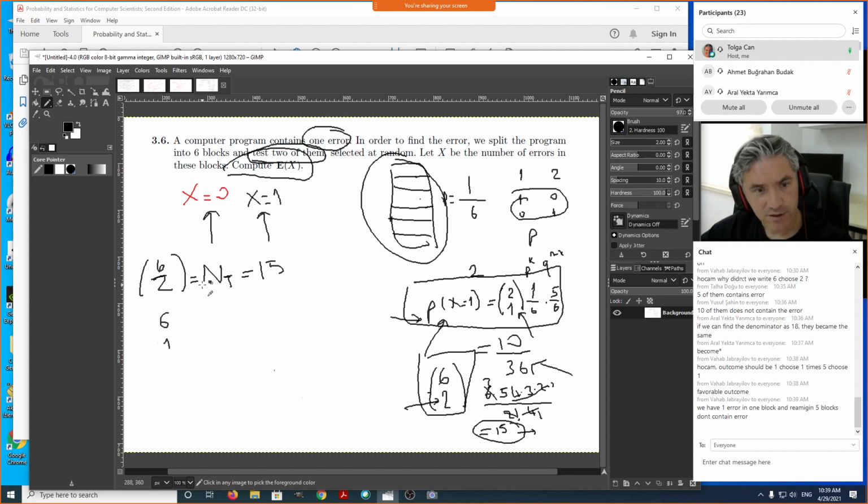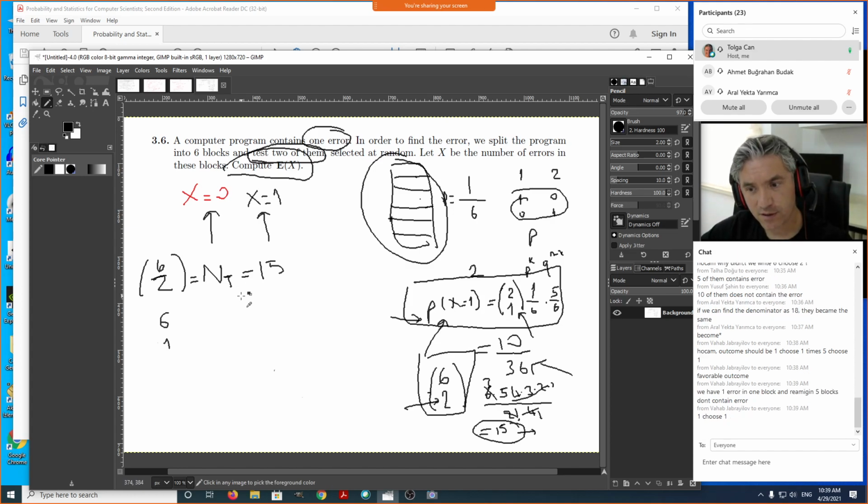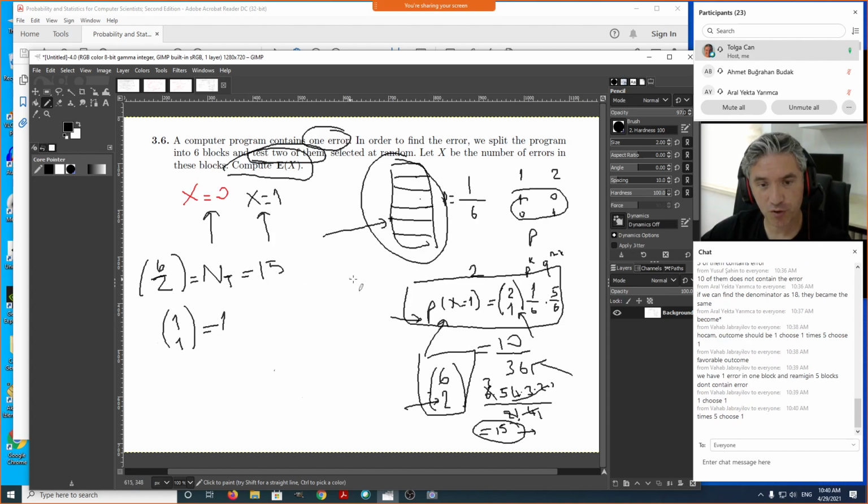No, it's not. So let's see. Is it, if I do it like this? Yeah. Why is it 1 choose 1? The favorable outcome, because in that case our favorable outcome is just 1, but one of them contains, but we are choosing actually the 6 choose 2, so we are choosing these 2 cases. So what we can have here is that if you look at these 2 things here, the probability that one of them is going to contain this is 1 over 6.